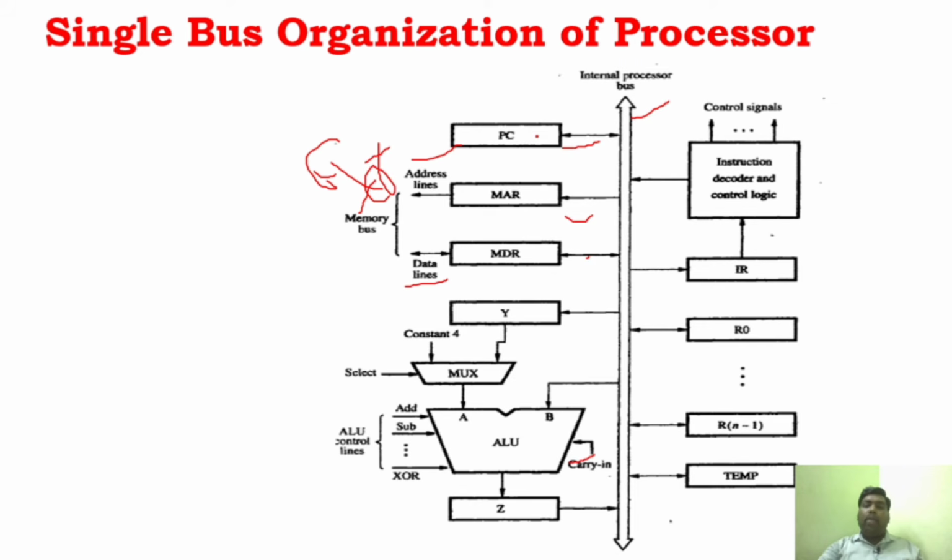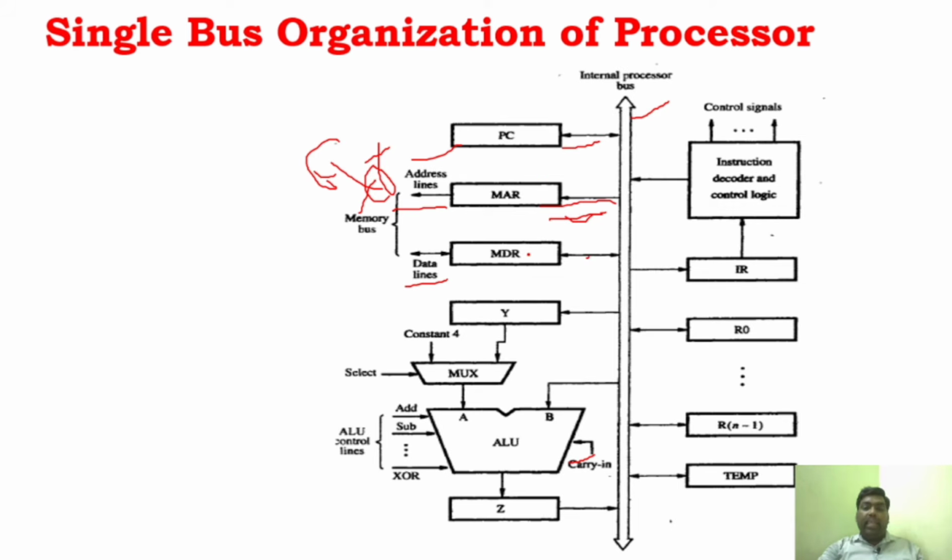And then you know about MAR and MDR. Now listen very carefully. MAR will have only one input and one output. The input is connected to the internal bus, you can see here, and the output is connected to the external bus. Which means MAR will get the information from the internal bus and place the data in the external bus. You can see the arrow mark, right? So it has only a single input and single output.